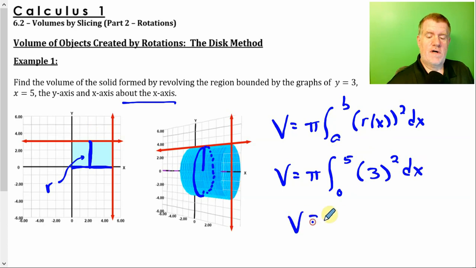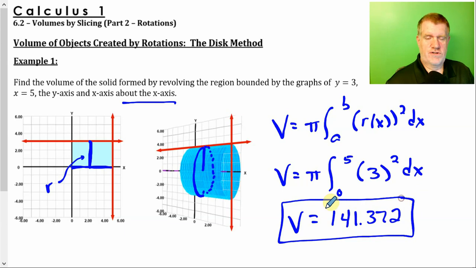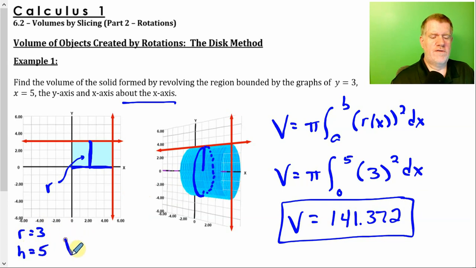That is our formula. So if we go and figure that out with the calculator, we get 141.372. Now I'll tell you something interesting. Well, maybe interesting, I don't know. But a way to check this answer, you guys know this is just a regular old cylinder, isn't it? A cylinder that has a radius of 3 and a height of 5. And you know the volume formula geometrically for the volume of the cylinder is pi r squared h.